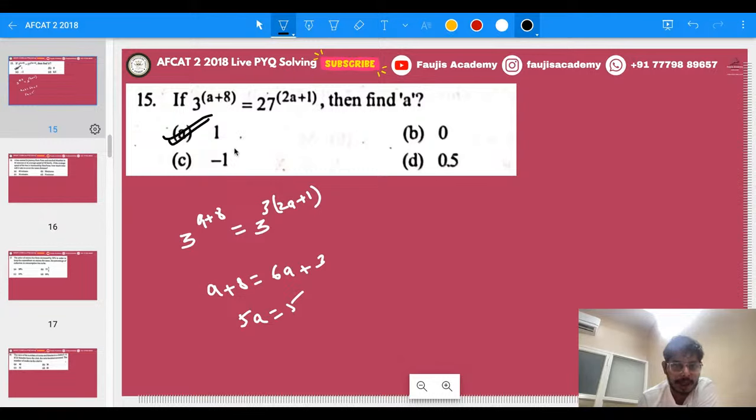Okay, what have we done? We have done nothing. We have just written it in the terms of this. If the bases are same, that means the powers also must be equal, isn't it? Right? So this is what we have done over here, guys.